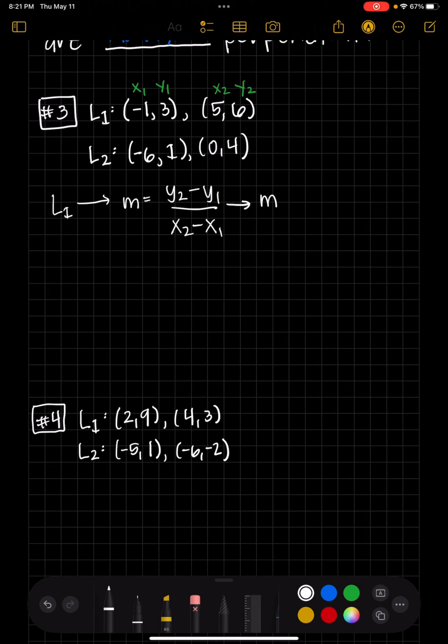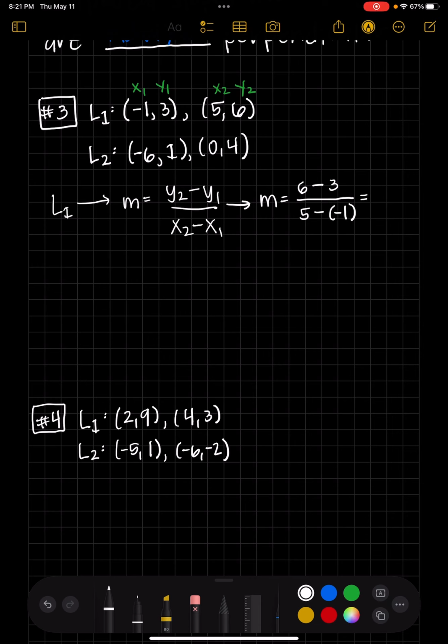So I'm going to have m is equal to y2, which is 6, minus y1, which is 3, over x2, which is 5, minus x1, which is negative 1. So when I have a negative number that I'm plugging into the formula, I always put it in parentheses. The only reason I do that is because I don't want to get mixed up with the negative and the minus sign, and I want to make sure that I change the sign accordingly. So whenever you're putting negative numbers in, just always put them in parentheses.